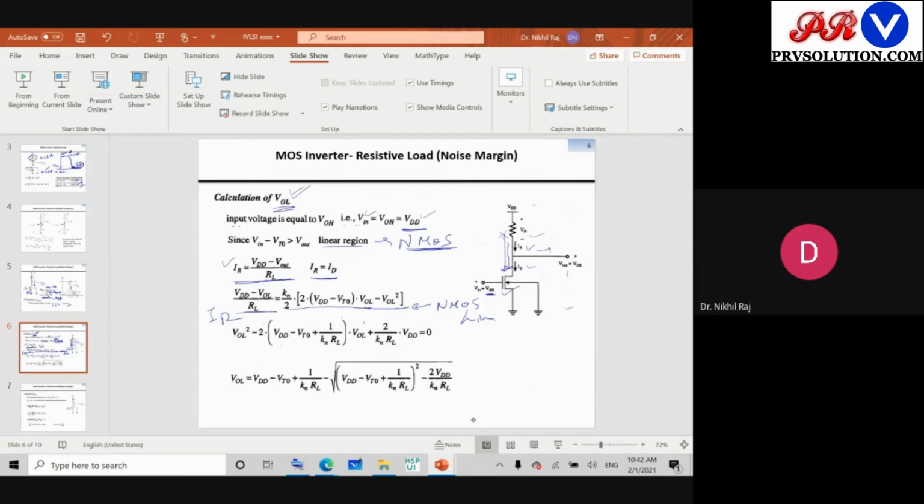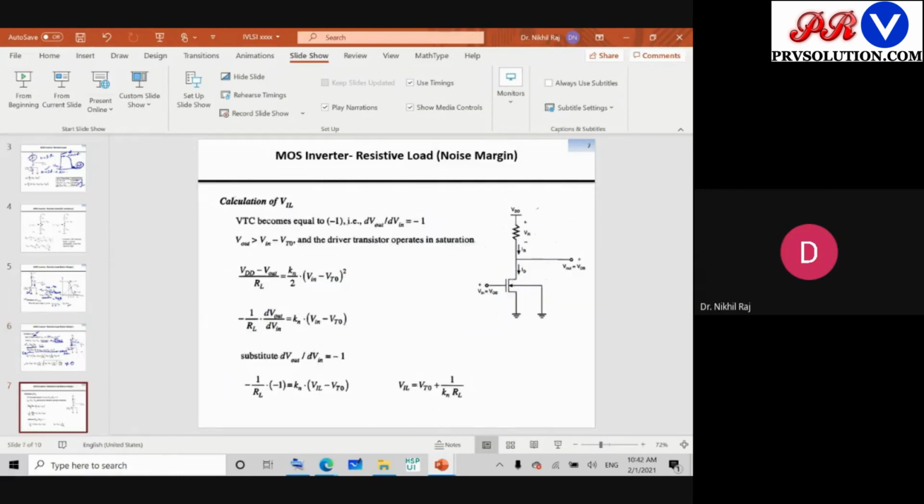Now in solving this complete equation, you will get the VOL expression in this form, which is not equal to 0. Okay, this means in the low logic, the inverter will not completely discharge. The charge stored at the output will not completely discharge. This will be the VOL expression.